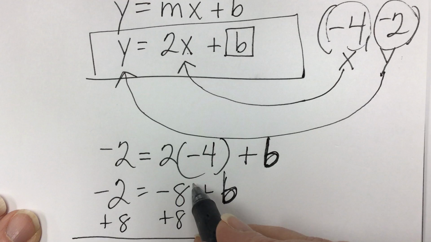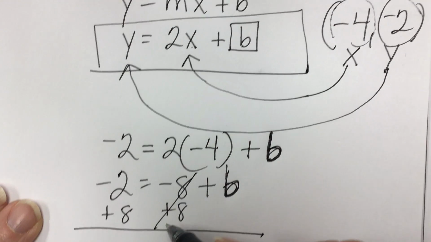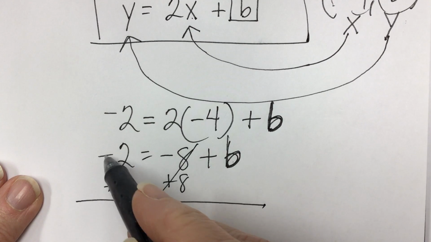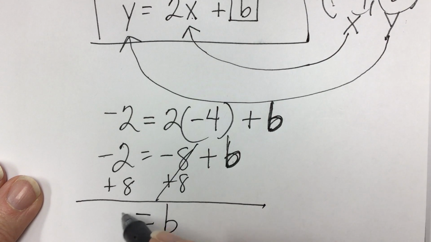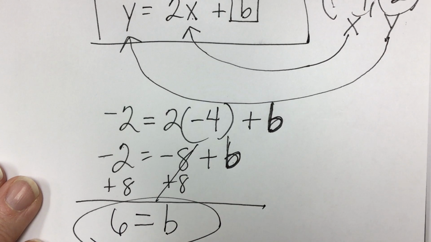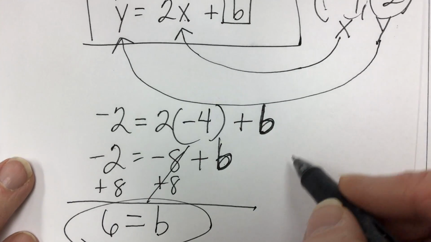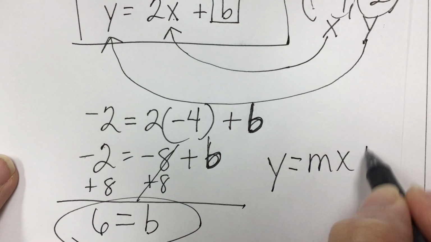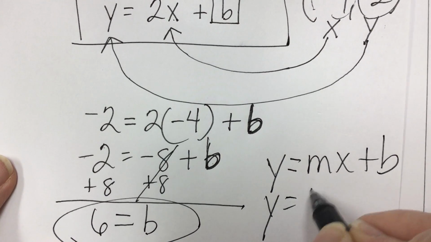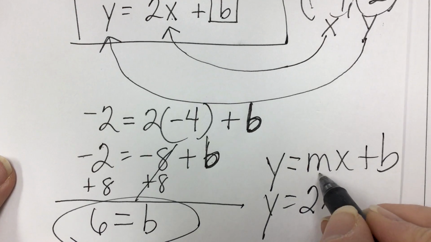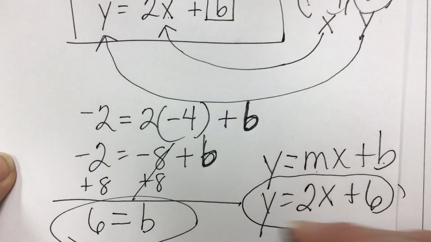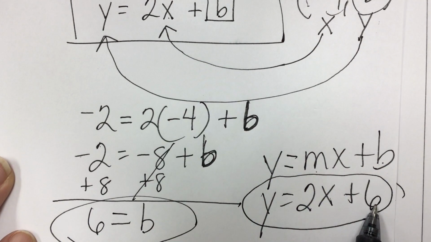Well, when you add 8 to both sides, -8 plus 8 cancel on the right-hand side. You've got just your letter b. And what is -2 plus 8? That gives you 6. So now we know that b is 6. We solved it algebraically. So to write the equation of the line, we know to plug in y equals mx plus b. We know my slope is 2, so I'm going to plug in 2 for m, and we know b is 6. We solved it algebraically and determined that b was 6.